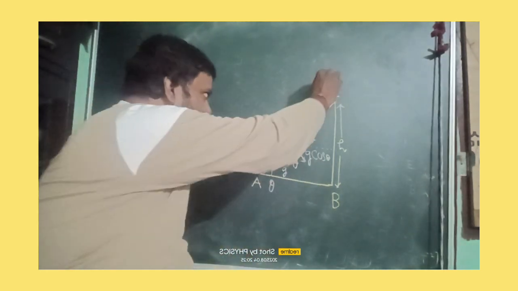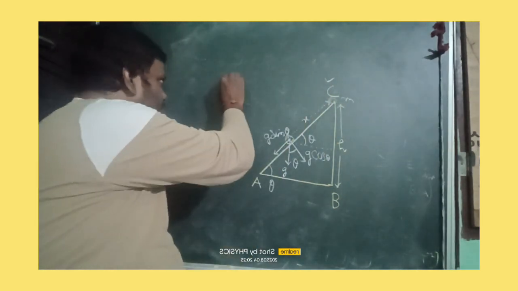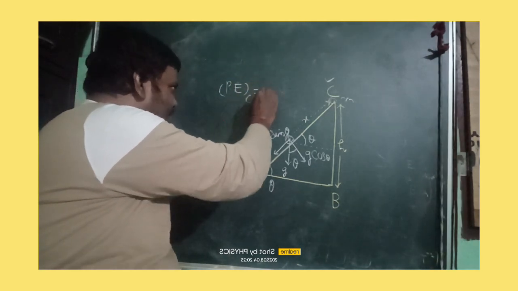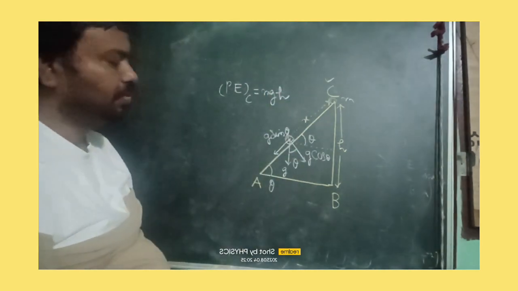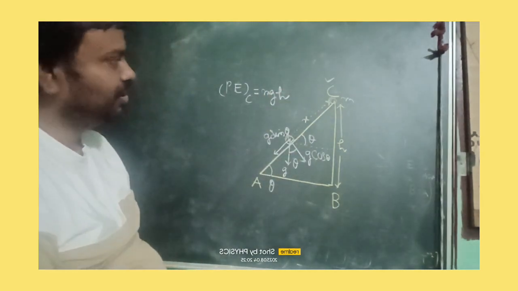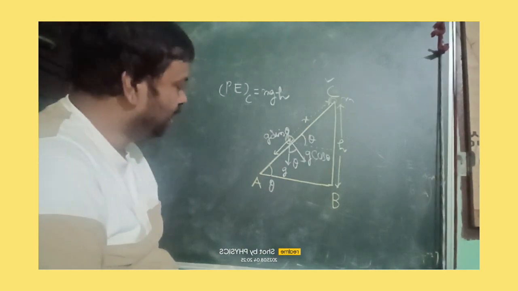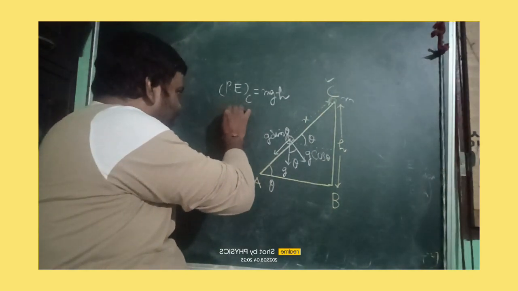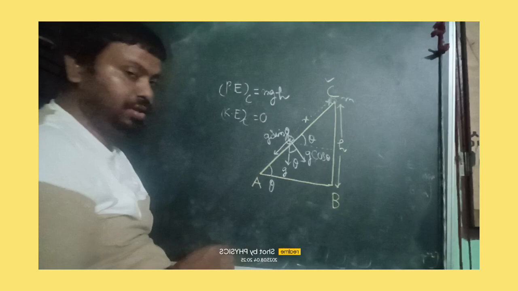Now let us consider the point C. The mass of the object is m. So the potential energy, that is the gravitational potential energy at the point C is mgh. Why mgh? Because the body is situated at the point C at a height of h from the ground level. Now what is its kinetic energy? It is at the static condition at the point C. So the kinetic energy is 0.